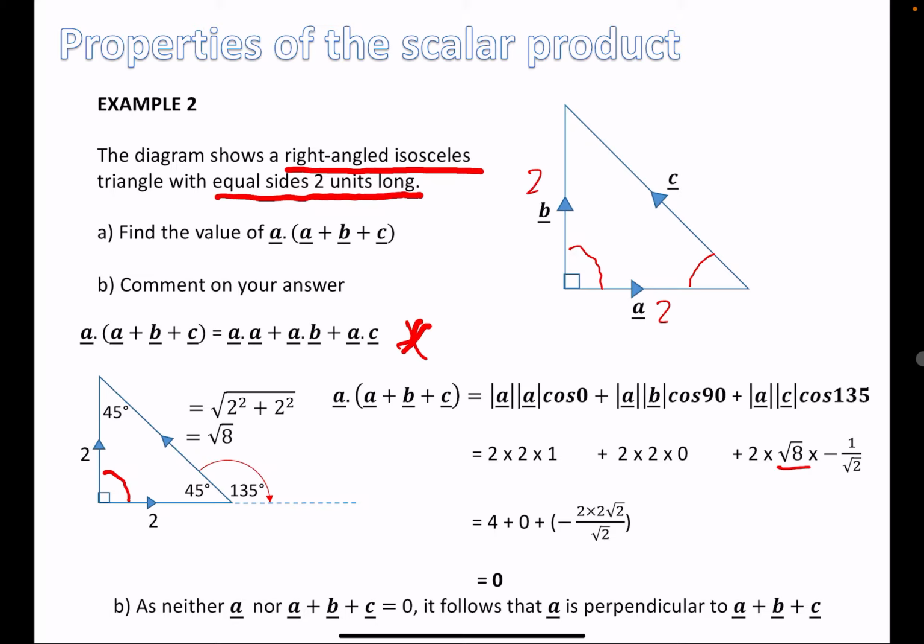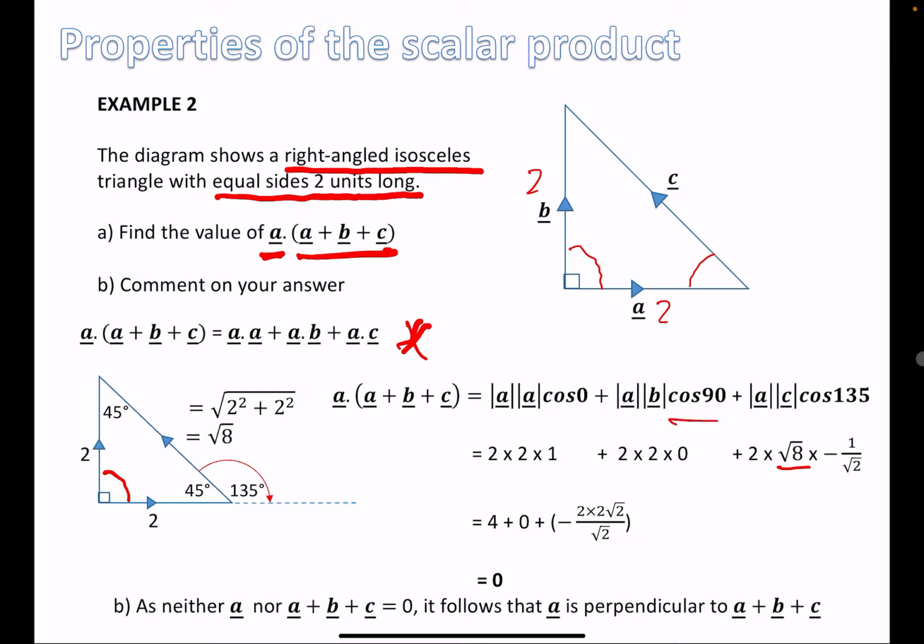In the way that I've written it, the dot product between A and A plus B plus C is 0. Therefore, A is perpendicular to the 3 vectors added together. That's just going back to what we had at the start. It's A dot all of these, which added together form a new vector, as we've looked at before, and because the dot product is equal to 0, they are perpendicular. So it's just linking back to what we had before.